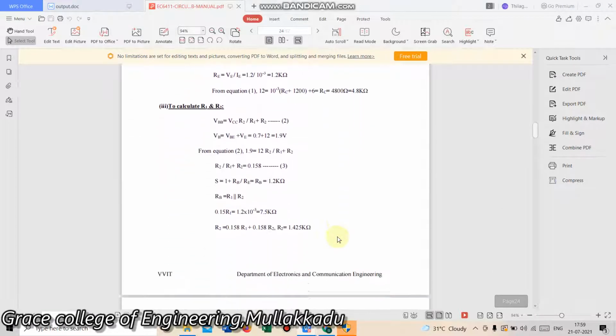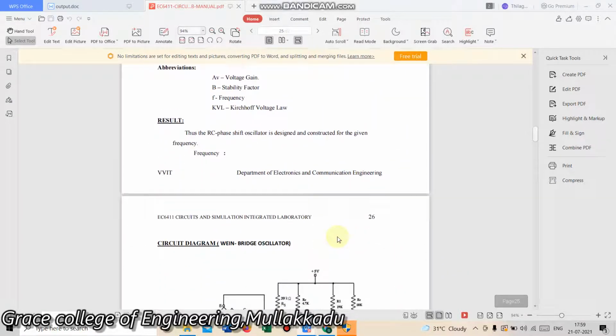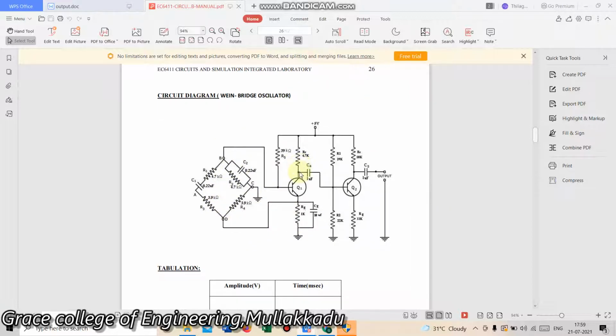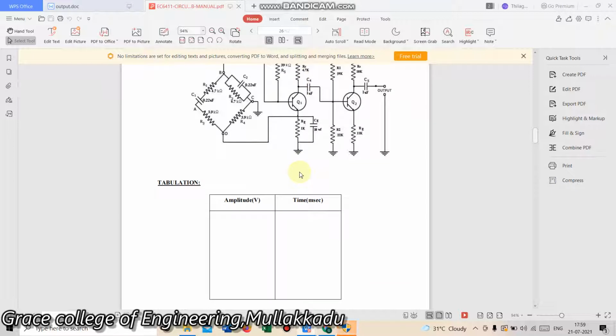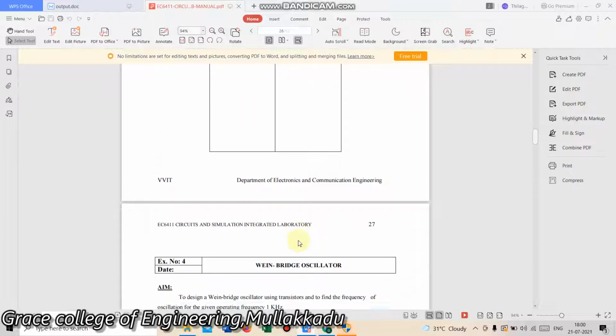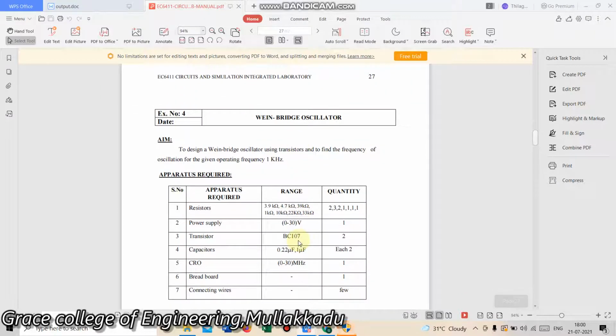Wien bridge oscillator. Circuit diagram for the Wien bridge oscillator. It consists of two CE stages and the input stage is a Wien bridge network, a series RC combination and a parallel RC combination connected together, which will produce a 180-degree phase shift. And this CE network produces another 180-degree phase shift and produces a sinusoidal wave, and the output wave amplitude and time period can be measured. What is a Wien bridge oscillator?